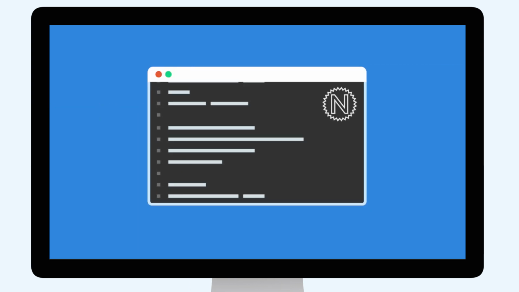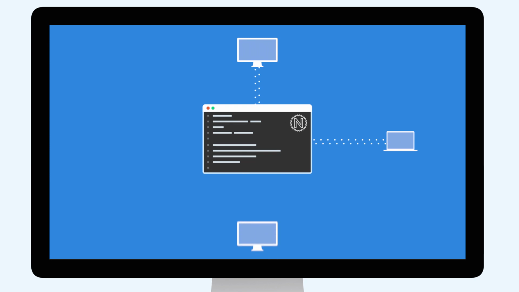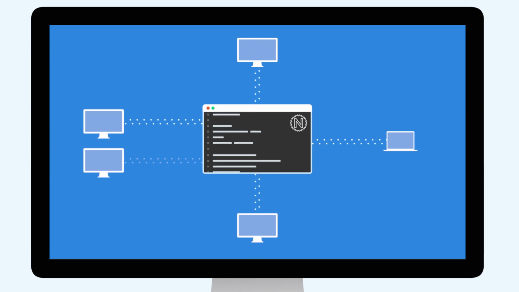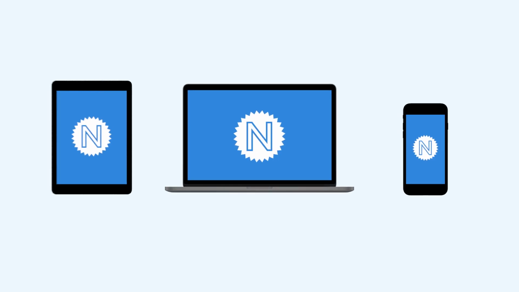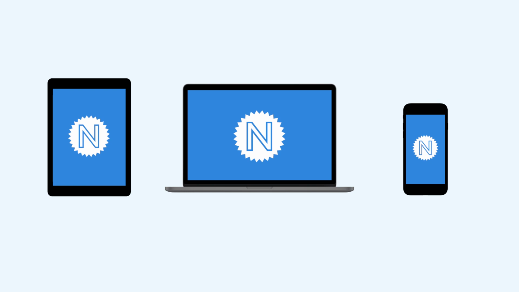And the Notarize API enables seamless collaboration with your existing systems to automate the entire process. And Notarize is available on computers, smartphones, and tablets, so borrowers can sign documents online, anytime, any place.